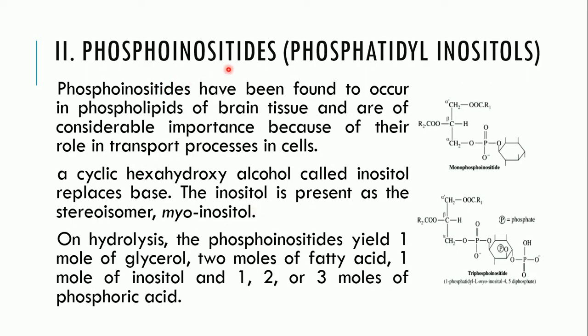Phosphoinositides, or phosphatidylinositols. Phosphoinositides have been found to occur in phospholipids of brain tissue and are of considerable importance because of their role in transport processes in cells. A cyclic hexahydroxy alcohol called inositol replaces the base. This inositol is present as the stereoisomer myo-inositol. On hydrolysis, the phosphoinositides yield 1 mole of glycerol, 2 moles of fatty acid, 1 mole of inositol, and 1, 2, or 3 moles of phosphoric acid.